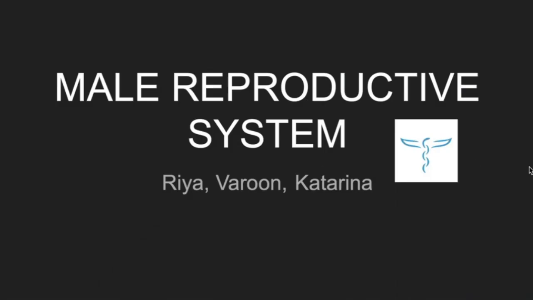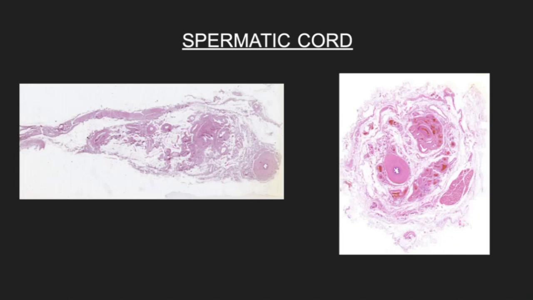All right, hello guys. Welcome to our seminar for the male reproductive system. So I'll be talking about the spermatic cord and the seminal vesicles. So let's begin. These are the two slides which are in the fingerland.